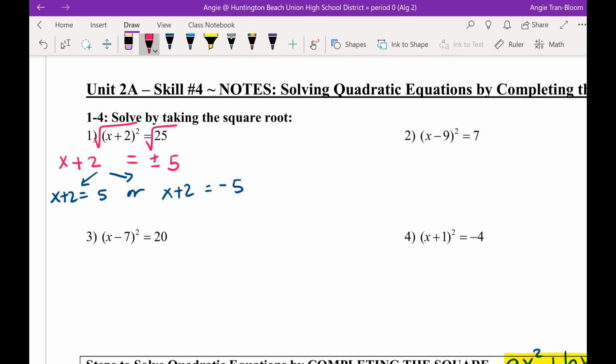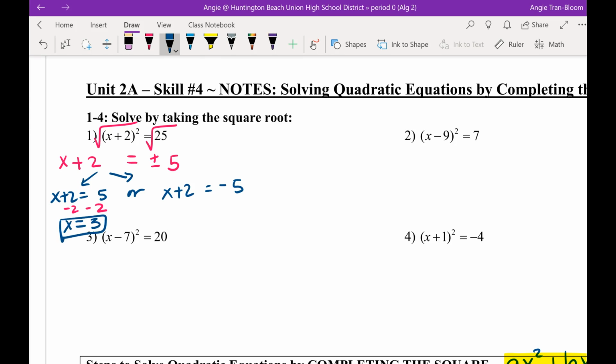On the left-hand side, Paige, what would you do to solve for x on the left side? Subtract 2. You're right. Okay, subtract 2. So my first answer is just going to be x equals to, what is that first answer? 3? Yes or no? Yes. Okay, so that's one answer.